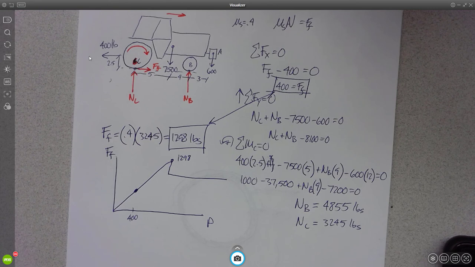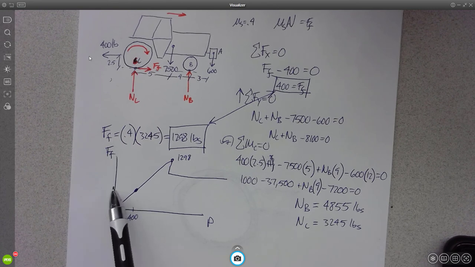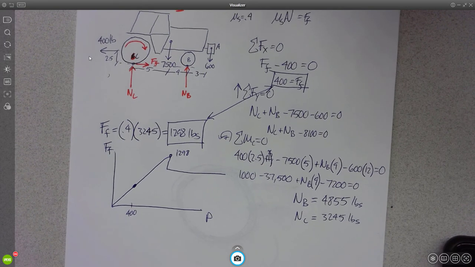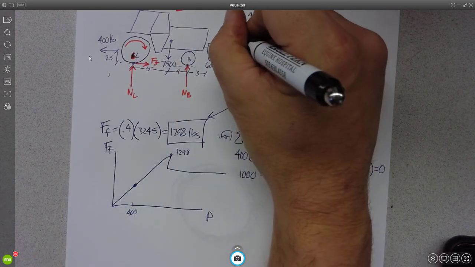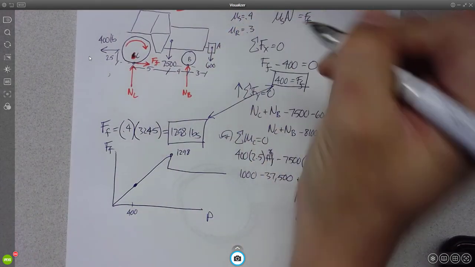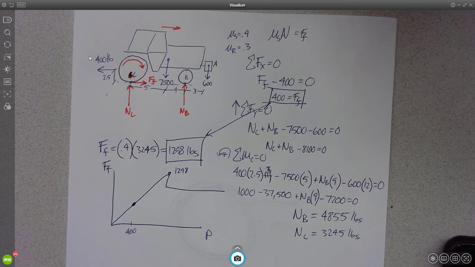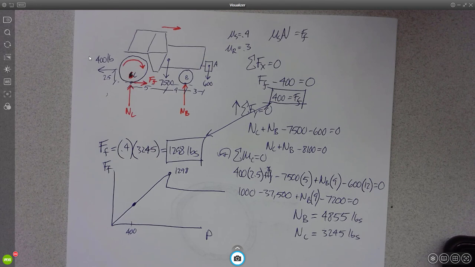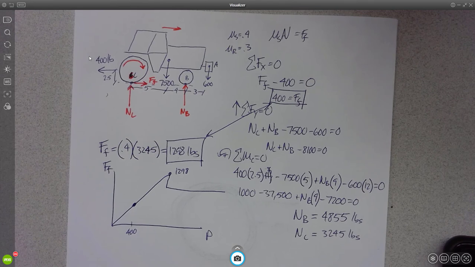Okay. What's the maximum that this tractor could pull before it started peeling out? 1298 pounds. In fact, let's say that mu kinetic is 0.3, because the kinetic coefficient of friction is typically lower than the static coefficient of friction, almost always. When would it not be? Very, very rare. I can't think of a time where it is. But I believe there are times, but I cannot think of them.